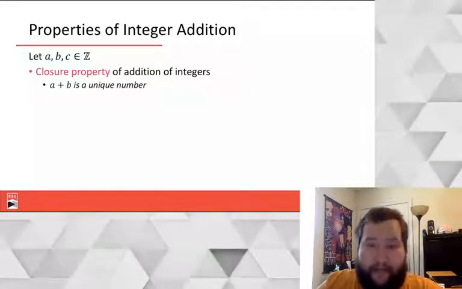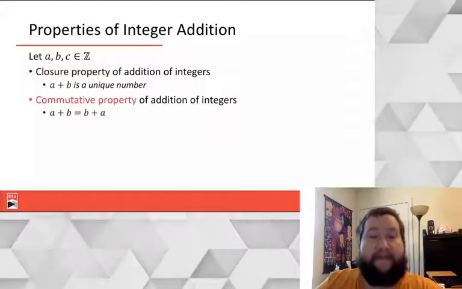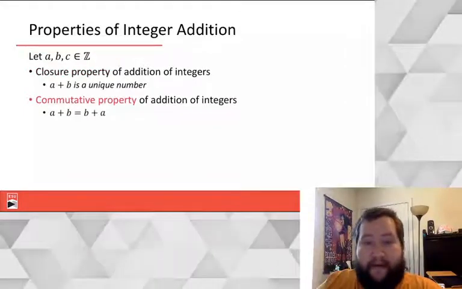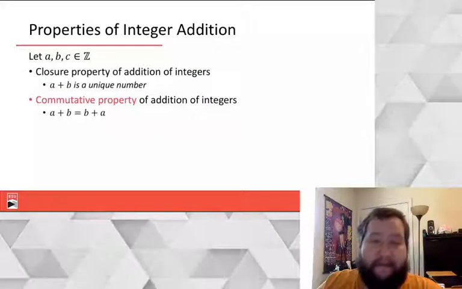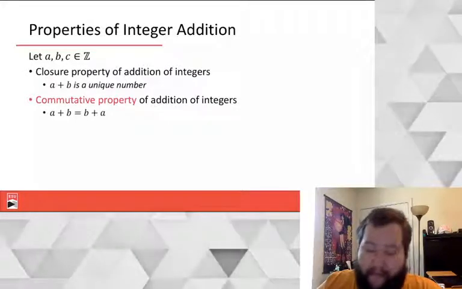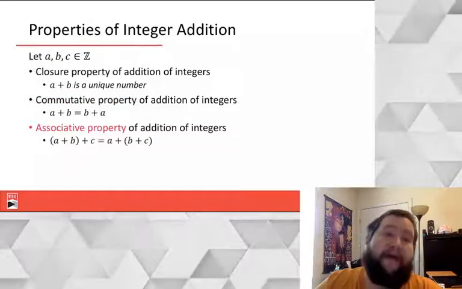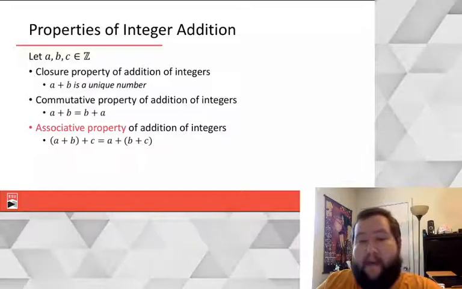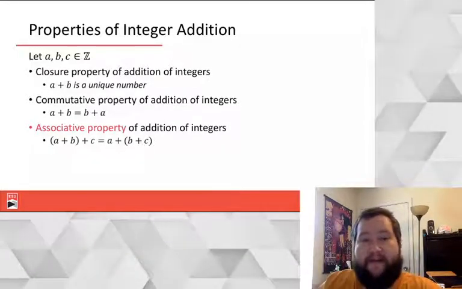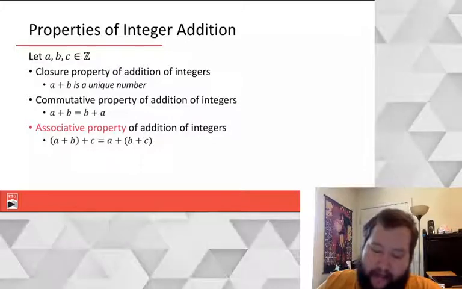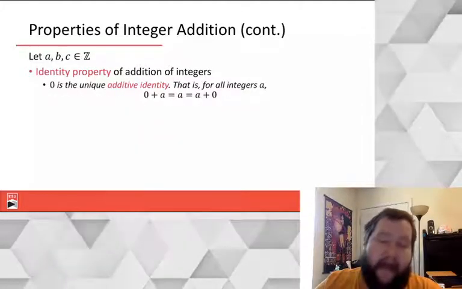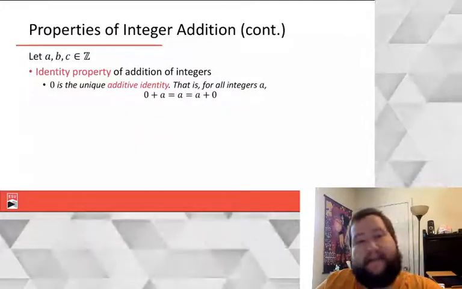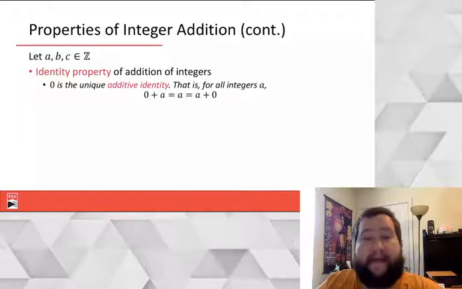So we have closure. We have commutativity, so we can switch them in any order. 2 plus 3 is the same as 3 plus 2, or negative 2 plus 3 is 3 plus negative 2. Associativity: you can add them in any clustering. You can put pairs with each other and it won't change the answer. We have an additive identity, the same as whole numbers. You can add 0 to something without changing it.